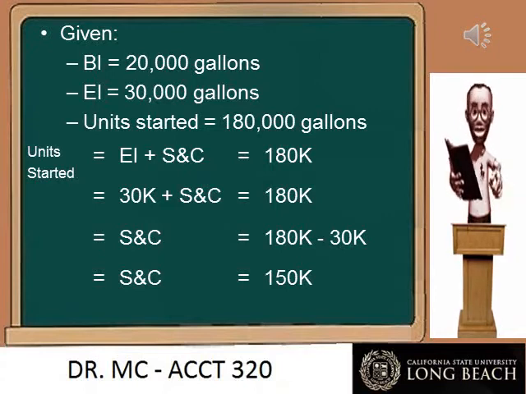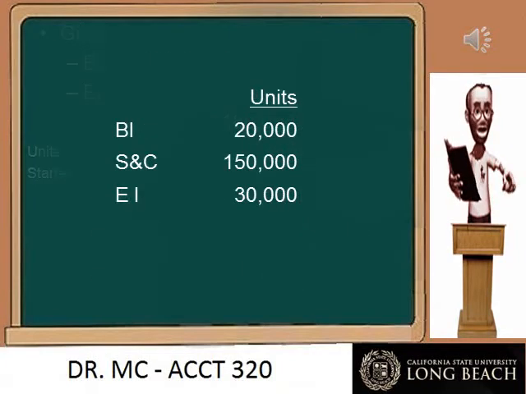So we need to figure out how many gallons are in started and completed. We know that the units started include the started and completed units and the ending inventory. So, we know that 180,000 gallons were started, and of those units 30,000 gallons were started and not finished. So, 150,000 gallons must have been started and completed. We now know how many gallons are in each group of units.